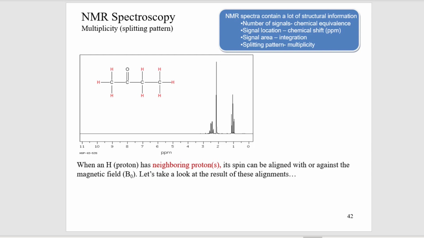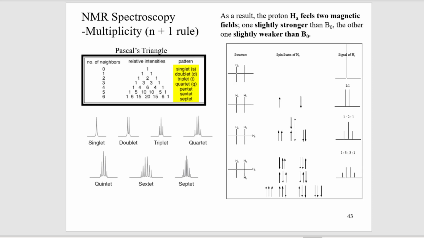And this is all based on how one hydrogen nucleus, if it has a neighboring hydrogen on a neighboring carbon, how its spin is aligned either with or against the magnetic field alongside it. Okay, what does that mean? We can actually use Pascal's triangle from geometry to think about this. Okay, I'm going to show you, let's start on the right-hand side here.